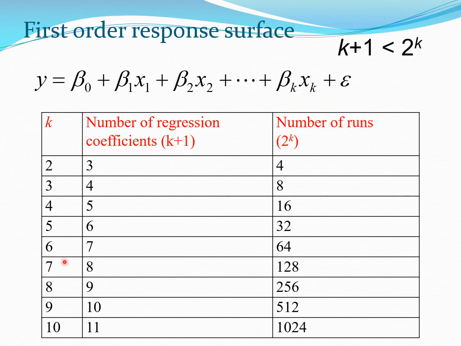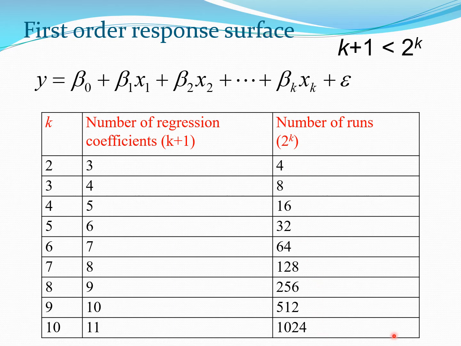So let's take different values of k ranging from 2 to 10, and we find the number of regression coefficients, that is k plus 1, in all these situations with design variables k is 2 to k is 10. So k plus 1 would of course range from 3, 4 to 10 plus 1 here. Now if we take the number of runs, let us just first consider the 2k situation, which is the pure factorial design. Then these would be the runs.